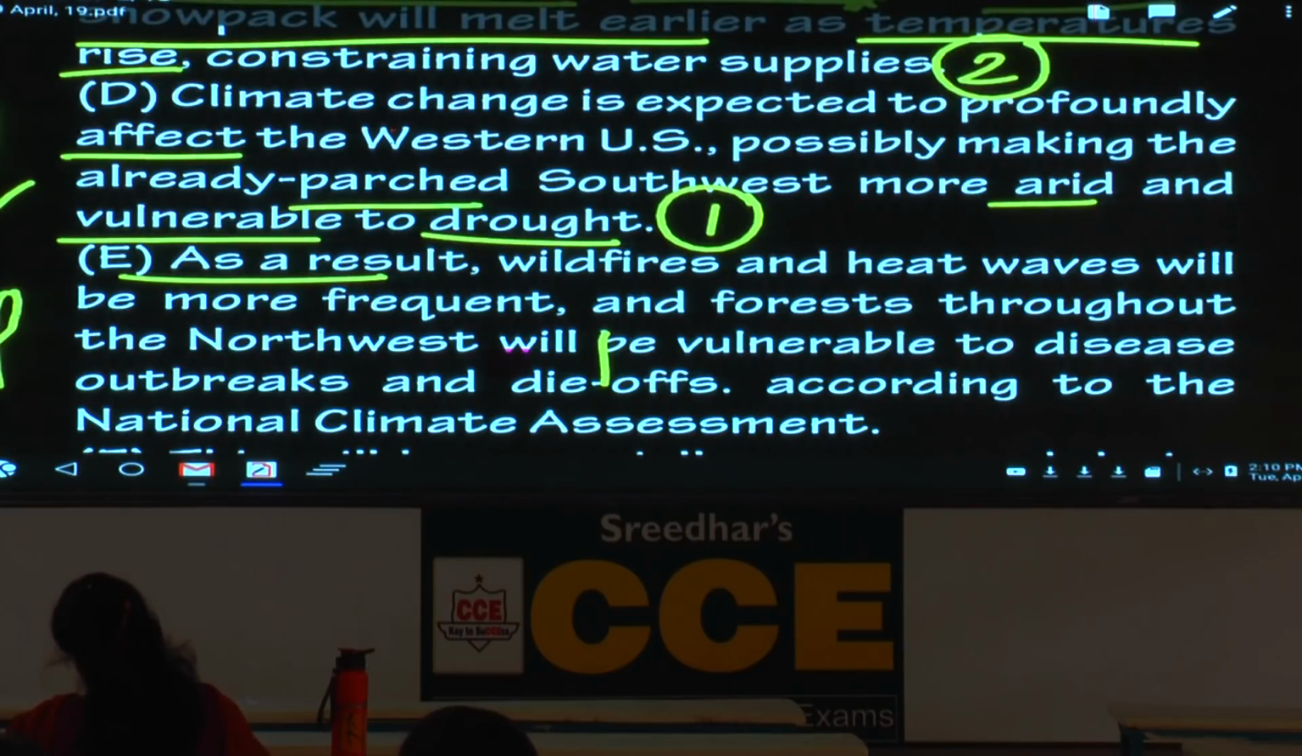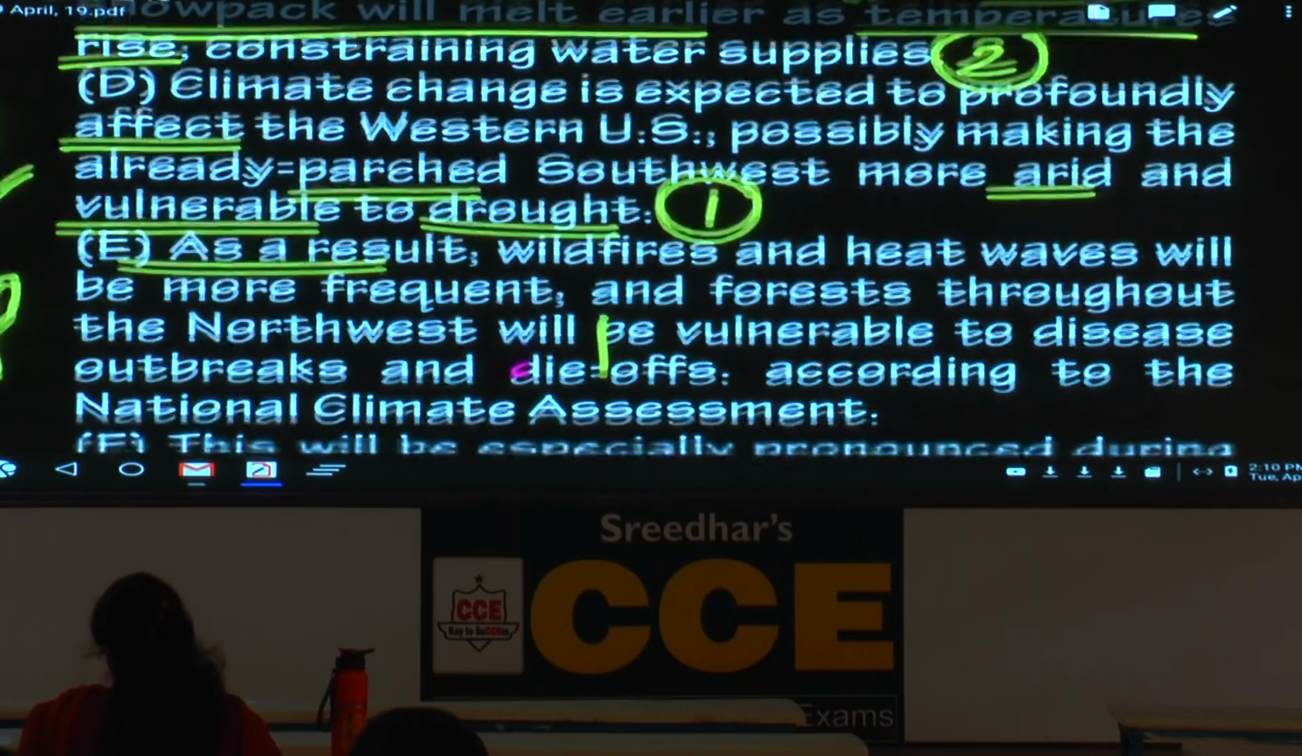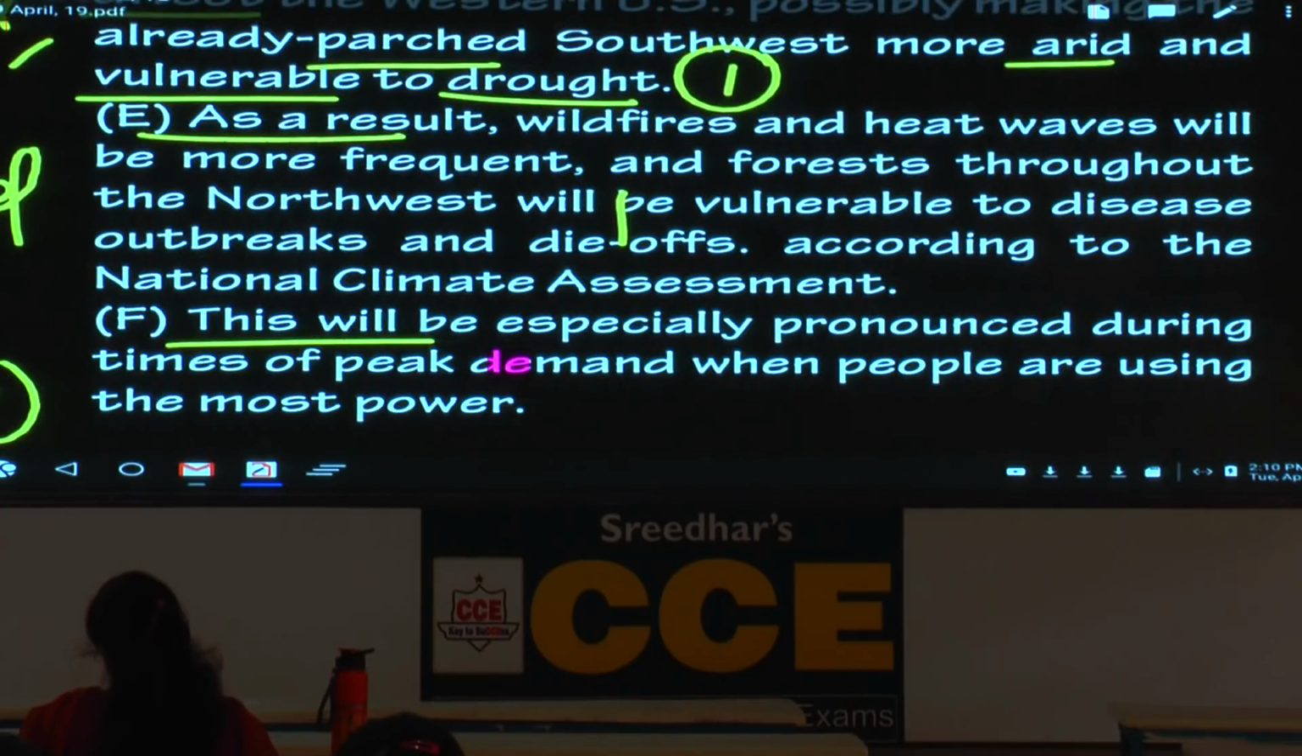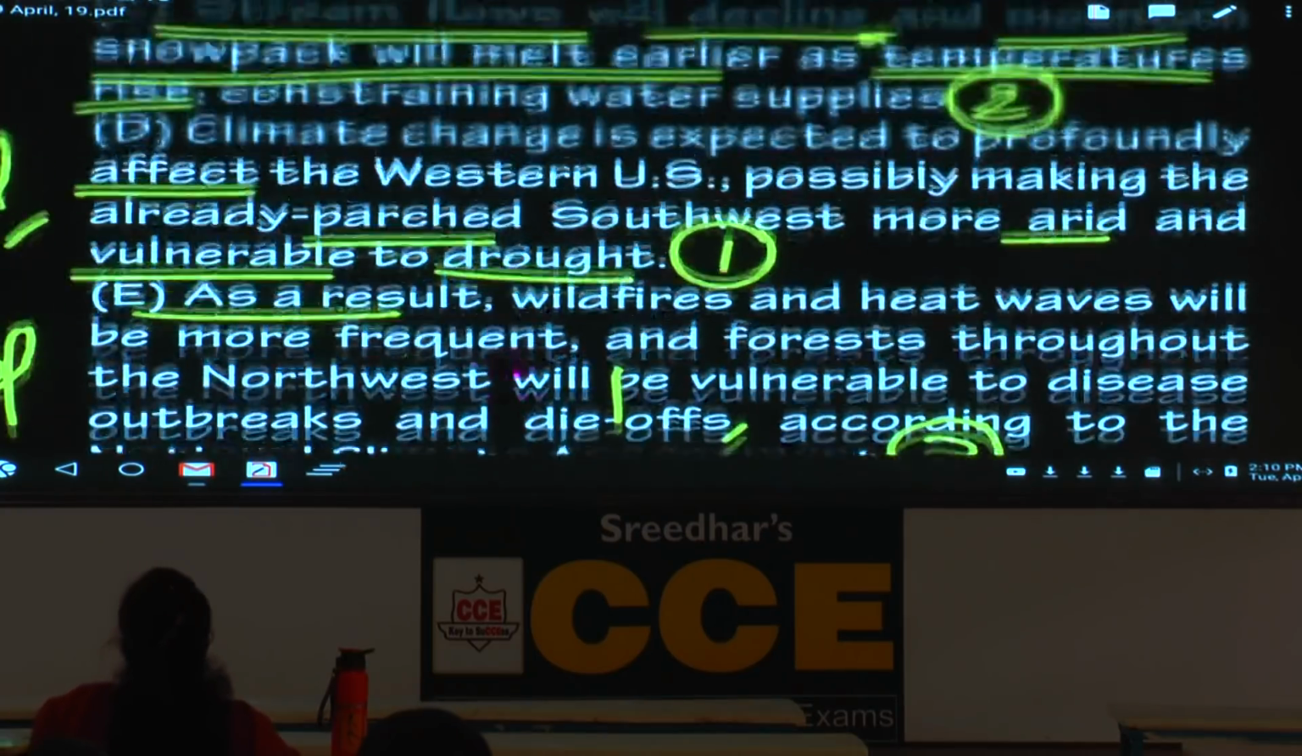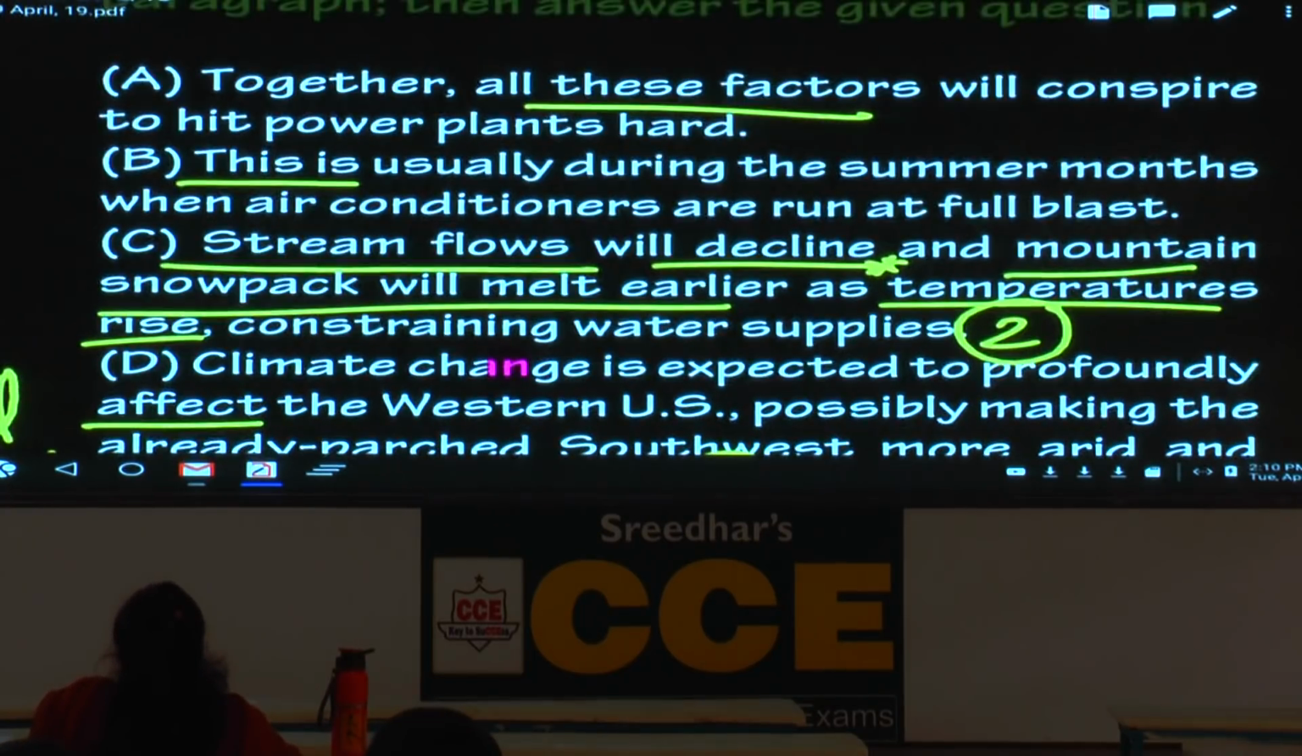Please underline the expression outbreak. It has been used as a noun, plural form, outbreaks, and die-offs. According to, there should have been a comma, according to the National Climate Assessment. Once you get 2 and 3 right, after that it is very easy, 4, 5, 6. Now here, because of this, what gets affected?